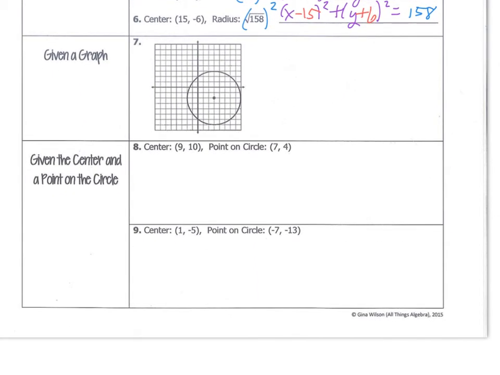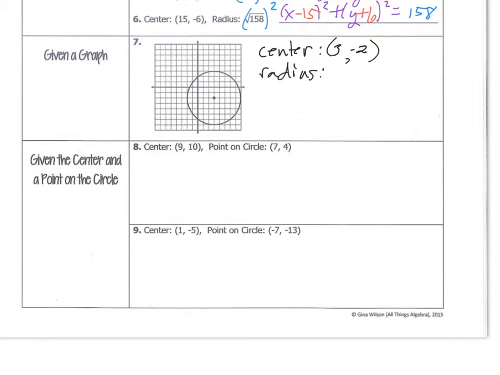All right, so what if you're given a graph? Can you write the equation of the circle? So all I have to do is find my center, right? And all I have to do is find my radius. If I have the center and the radius, I have everything I need to write that equation. So what is the center of this circle? What is that point right there? 3, -2.